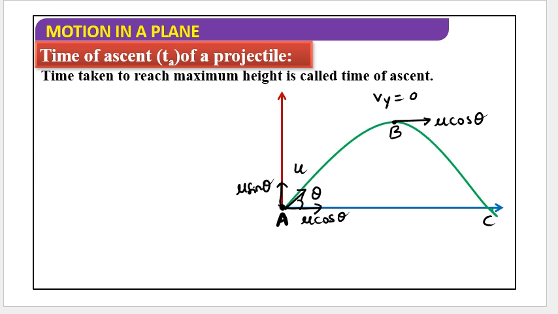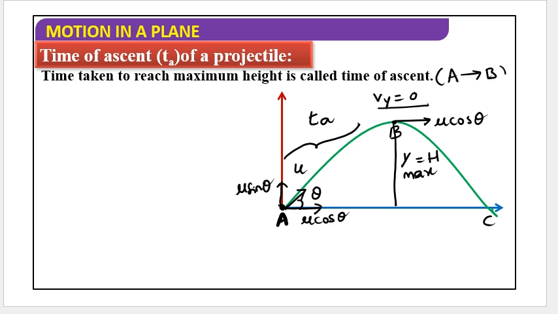Now at the point at which the vertical component of velocity becomes zero, it reaches the maximum height. That means the y coordinate is maximum. When the y coordinate is maximum, that is the maximum height. That means from here to here, how much time it takes, that is called time of ascent. So time taken to reach maximum height, that is A to B. A to B is called time of ascent.